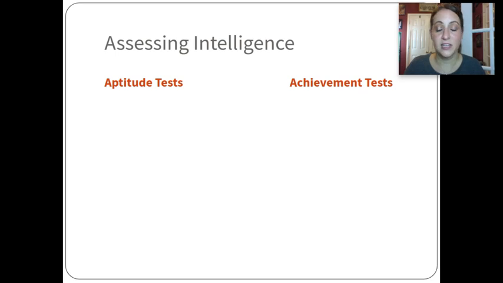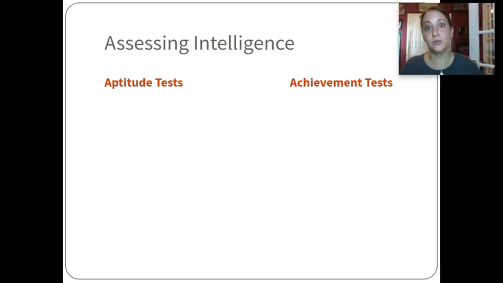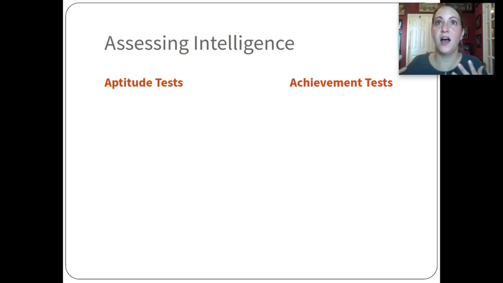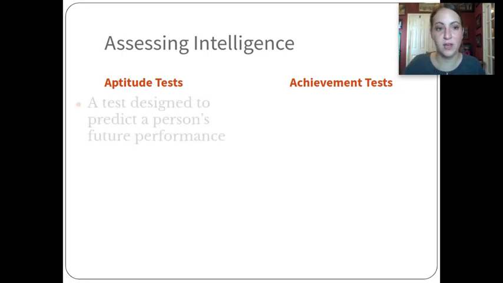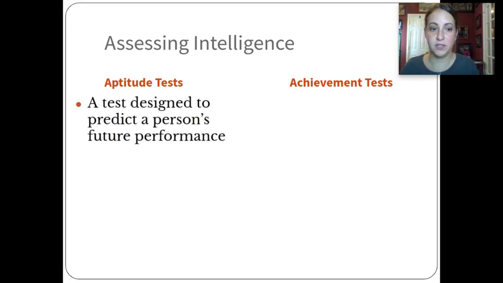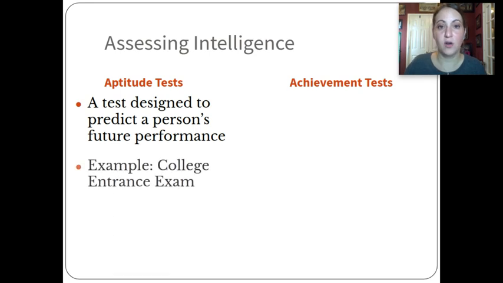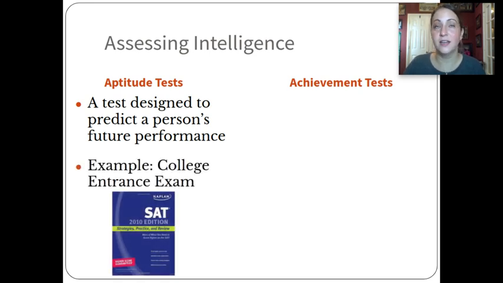You've probably taken the SAT or the ACT, and they try to measure how well you're going to do in college. Yes, you can study for those, but you're really studying the tools and the cognitive tests that they're going to put you through. So aptitude tests are designed to predict a person's future performance, like the SAT, designed to predict how well you're going to do in school. So a college entrance exam, the SAT; if you go to graduate school, you have to take the GRE, the ACT, MCAT, there's a whole bunch of them.